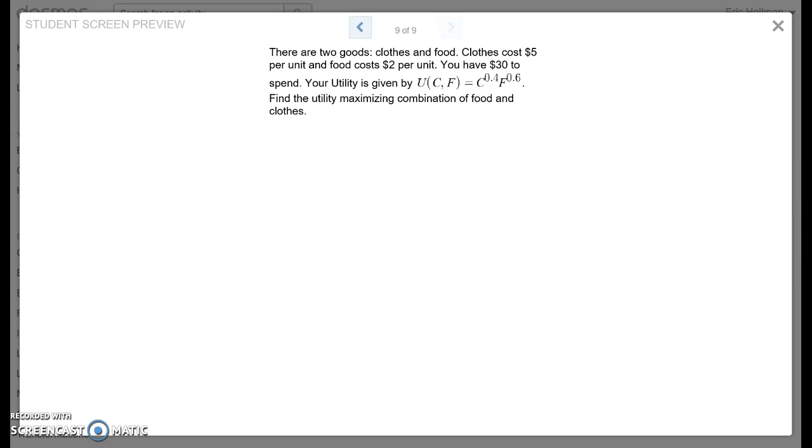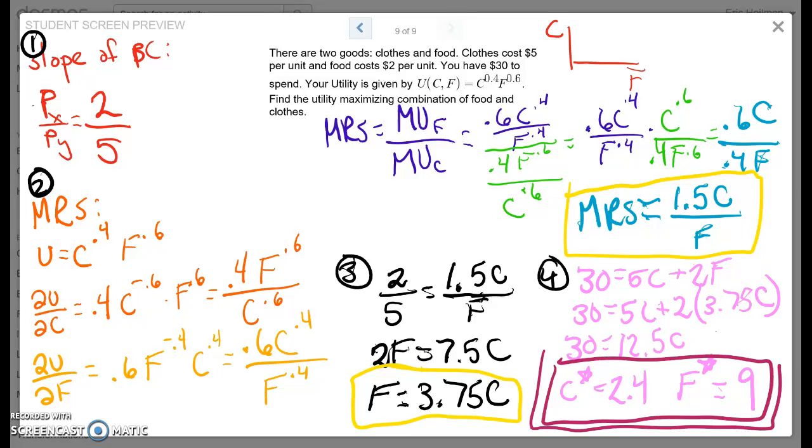Okay, here's an example to try. I'm going to pause it and put the answer out here. So, all right, here's a solution.